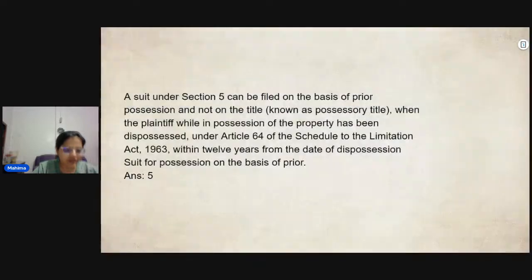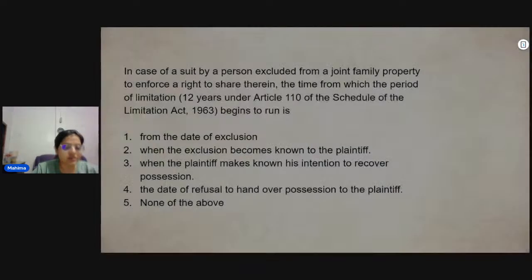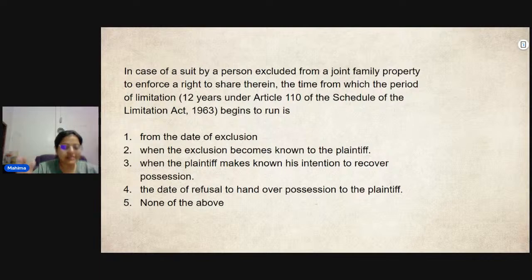Okay, 12 years. Yes, it is 12 years. Known as possessory title. So always, please, memorize well all the 12 years ones before coming to the exam. Then only you will be able to answer the questions relating to the schedule.